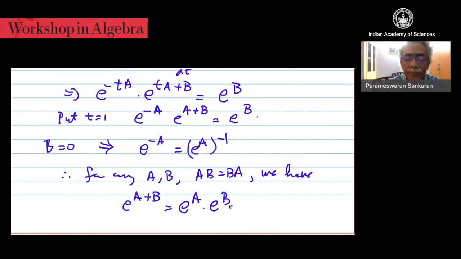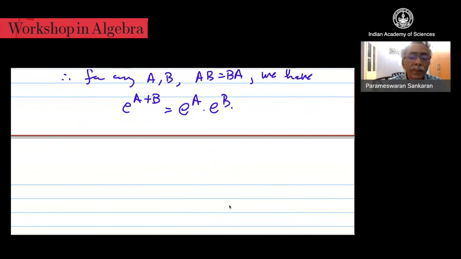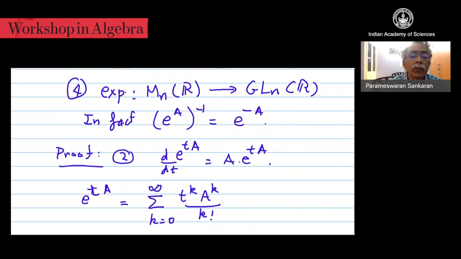All right. Now, it's a very important thing. Along the way we showed the following. I think I labeled it as Statement 4: the exponential map takes values in this one. So we already observed this in the course of the proof of this.